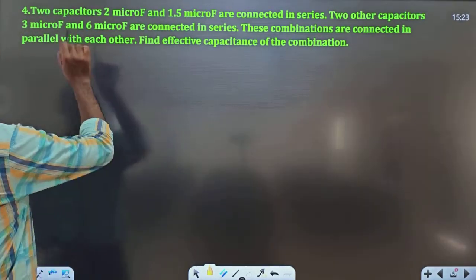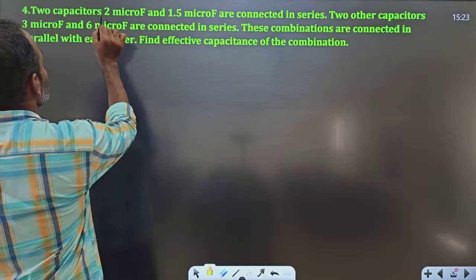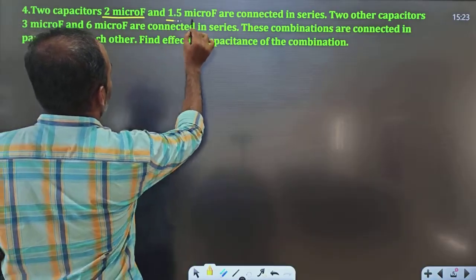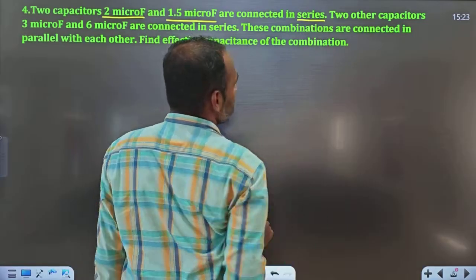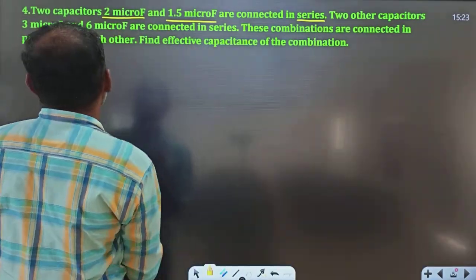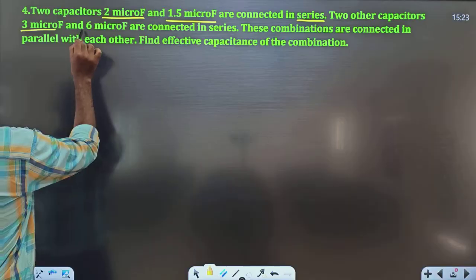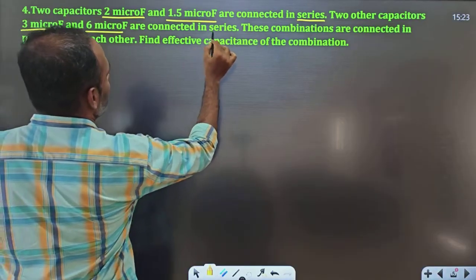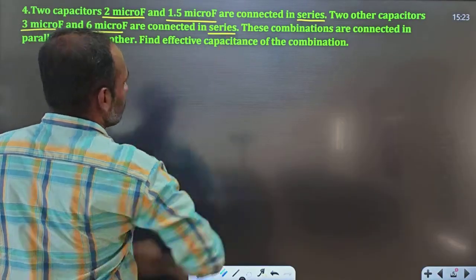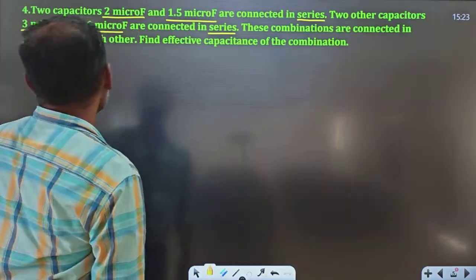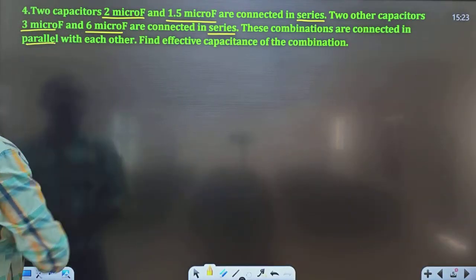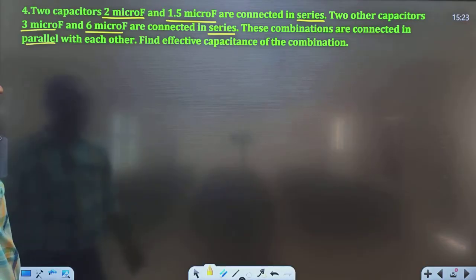Okay, two capacitors, 2 microfarad and 1.5 microfarad, are connected in series. Two other capacitors, 3 microfarad and 6 microfarad, are connected in series. These combinations are connected in parallel with each other. Find the effective capacitance of the combination.